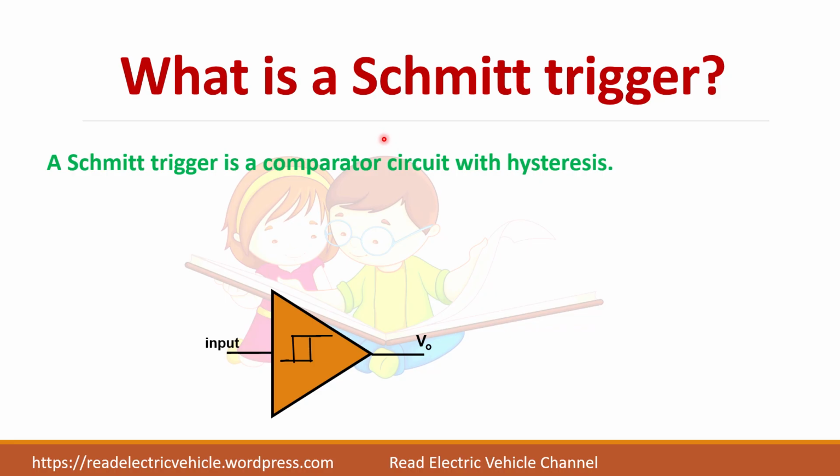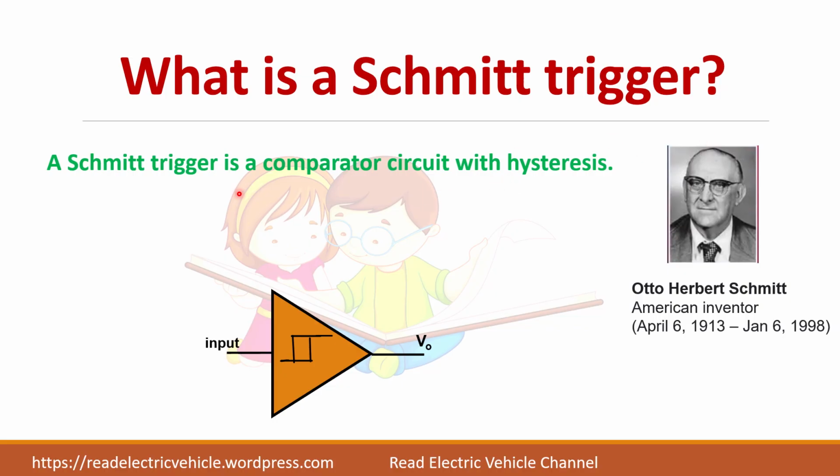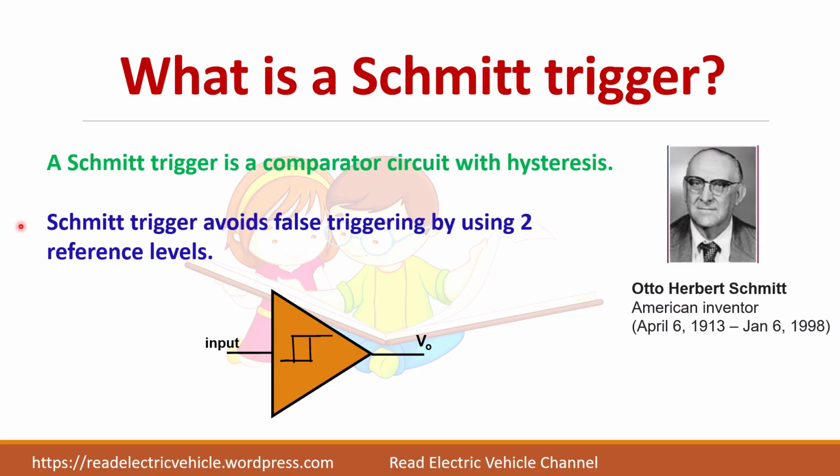So what is a Schmitt trigger? It is basically a comparator circuit with hysteresis. It is actually named after the scientist who invented it. Schmitt trigger has two reference levels. In a normal comparator, we have a reference signal which will be compared with the input signal. But in a Schmitt trigger, we have two reference levels which will be compared with the input signal.